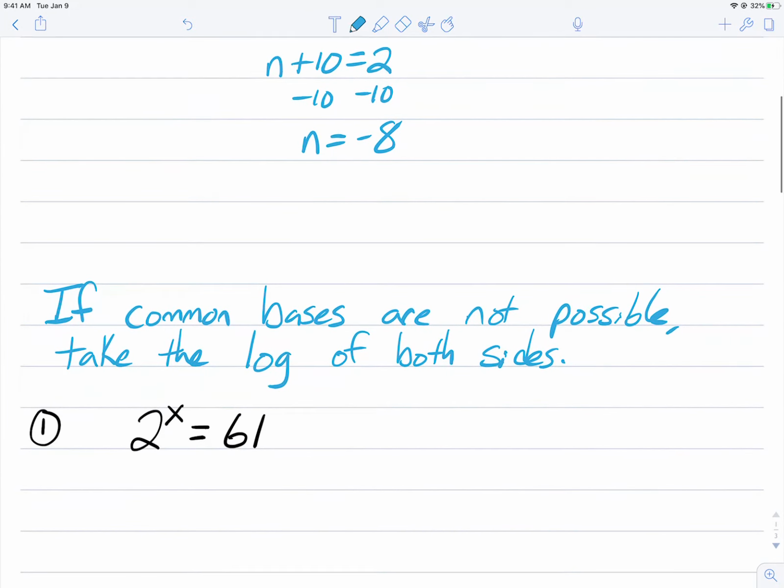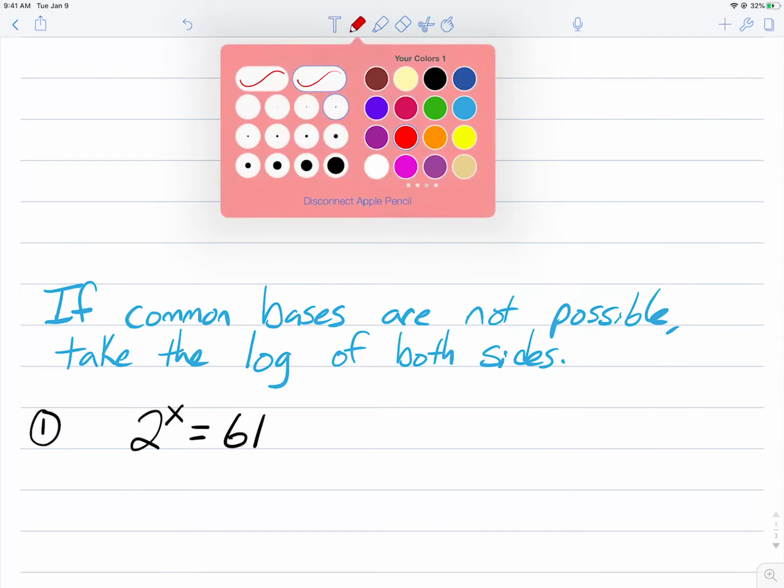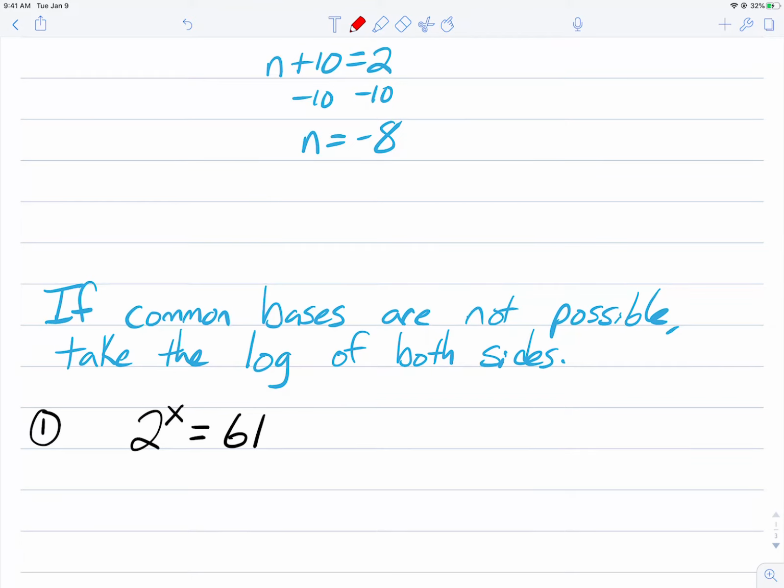Now, the problem is that if we can't come up with a common base, if a common base is not possible, what we do is we take the log of both sides. It's kind of like how addition and subtraction are inverses, multiplication and division are inverses, squares and square roots. Well, an exponent and a log end up helping to undo each other.